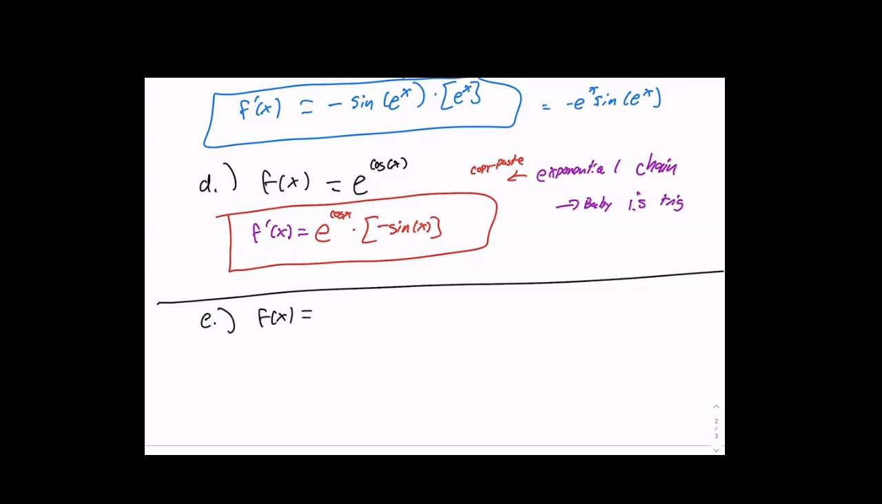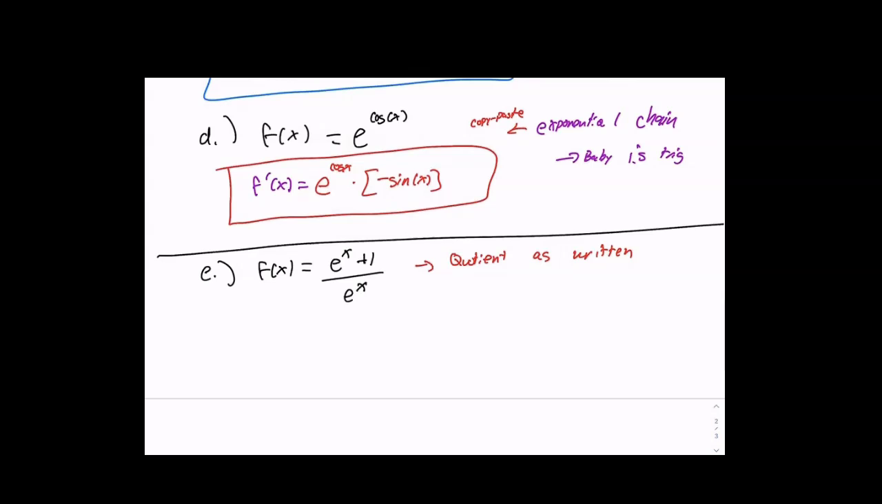f of x equals e to the x plus 1 over e to the x. Now, what type of problem is this? Quotient. So it's a quotient as written. If you feel comfortable going towards the quotient rule, you can just do the quotient rule and you would get your answer. But the problem is that if you do this problem with the quotient rule, you might not see the answer on a multiple choice. So if it's just a regular problem, I would just do this as written.